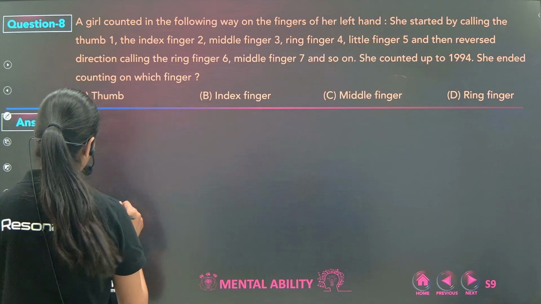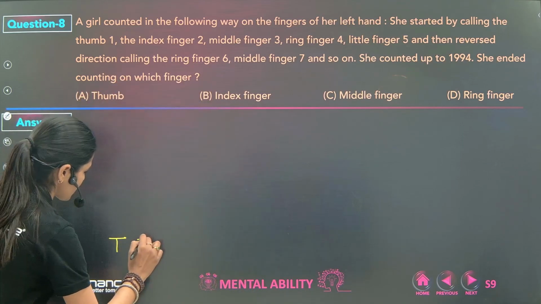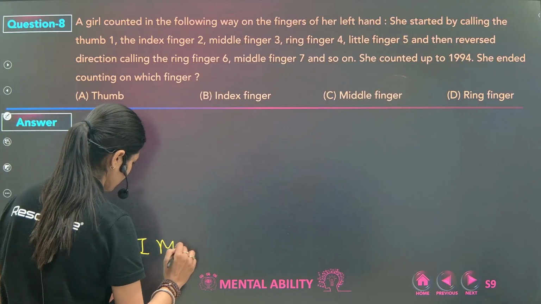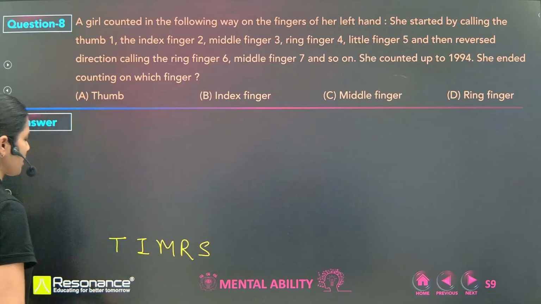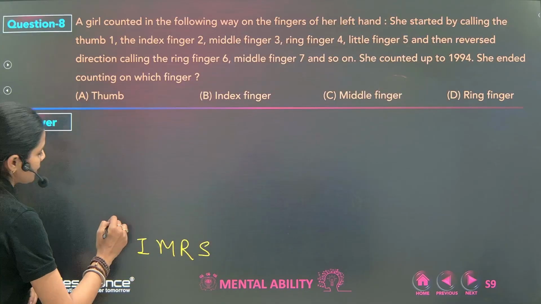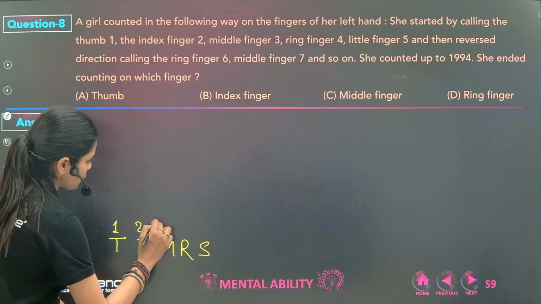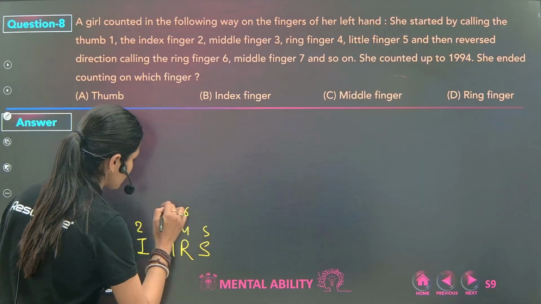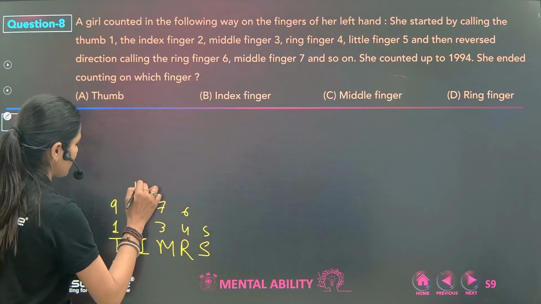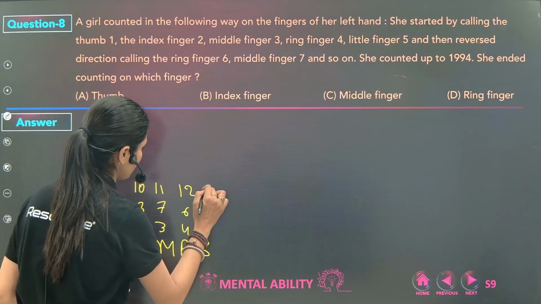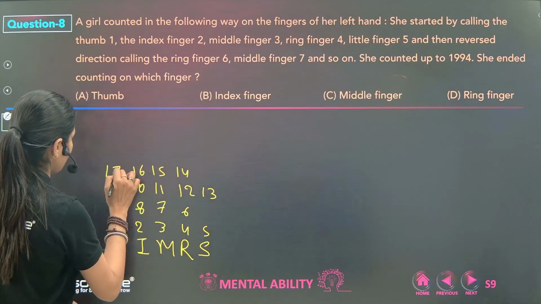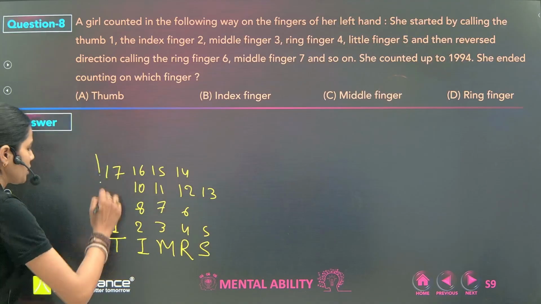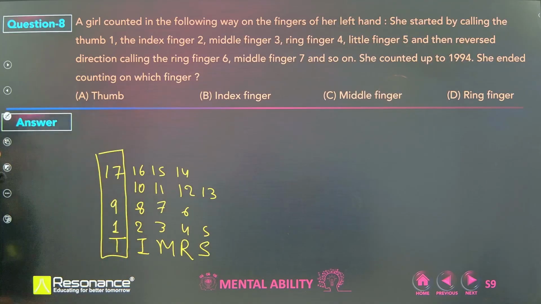So if I show you, this is the thumb, this is the index finger, this is the middle finger, this is the ring finger, and this is the last small finger. She starts from the thumb: 1, 2, 3, 4, 5, then 6, 7, 8, 9, then 10, 11, 12, 13, then 14, 15, 16, 17. Now, can you see on the thumb there is forming a certain kind of arithmetic progression.